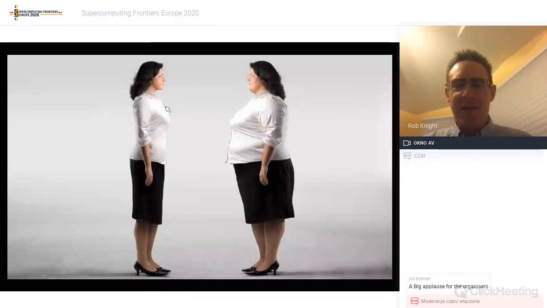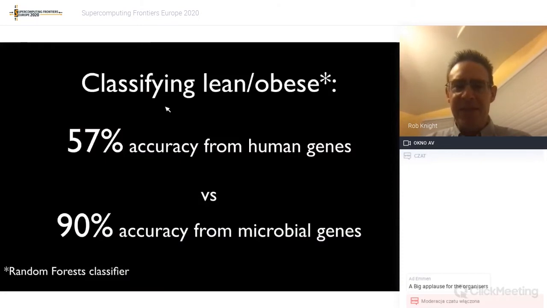But on the other hand, if you try to do this exact same classification task using the human genome, lean or obese, you can only do that with 57% accuracy using a random forest classifier based on human genes, using every gene ever linked to obesity by genetic mapping, whereas we can do that lean or obese classification task with 90% accuracy from the microbial genes.